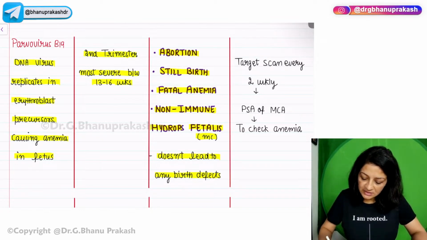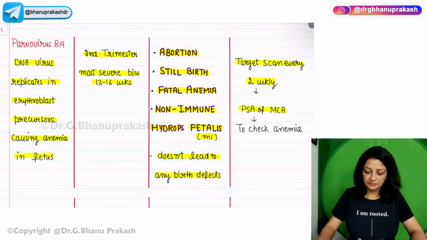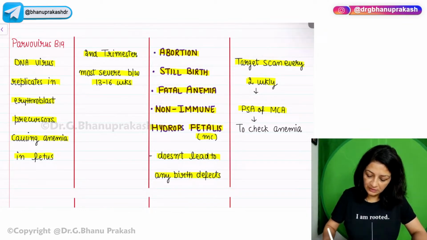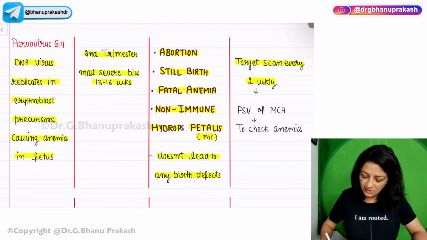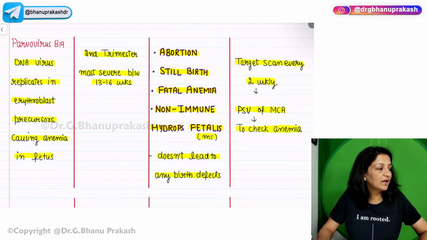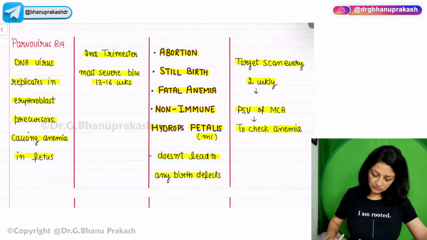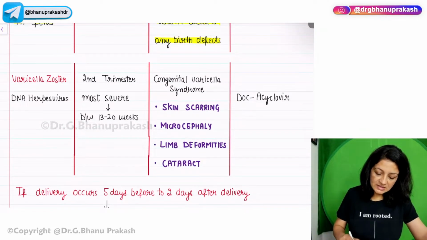So we will do a target scan every 2 weeks to check for fetal anemia, with the peak systolic velocity of the middle cerebral artery. See, whenever we have to check for anemia in the fetus, we have to do the peak systolic velocity of the middle cerebral artery. Okay. So next one is varicella zoster, a DNA herpes virus.